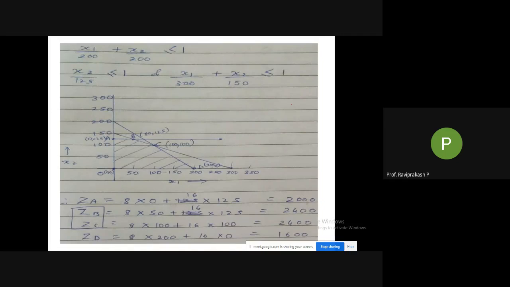Check whether you got the same points or not. So A is here, this is D. So this is 0, comma 125 is A. Then B is 50, comma 125. C is 100, comma 100. D is 200, comma 0. Are these the points?